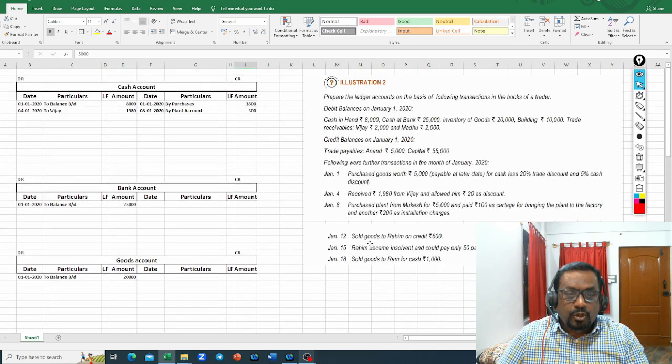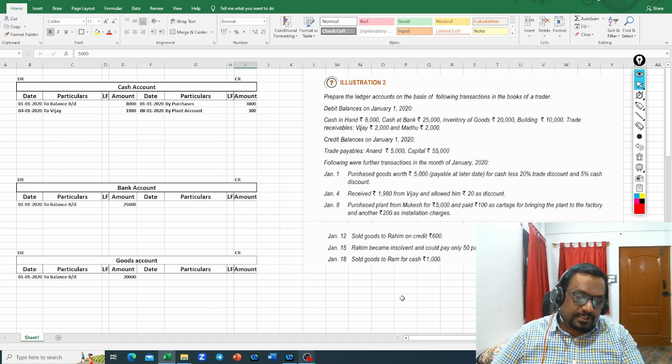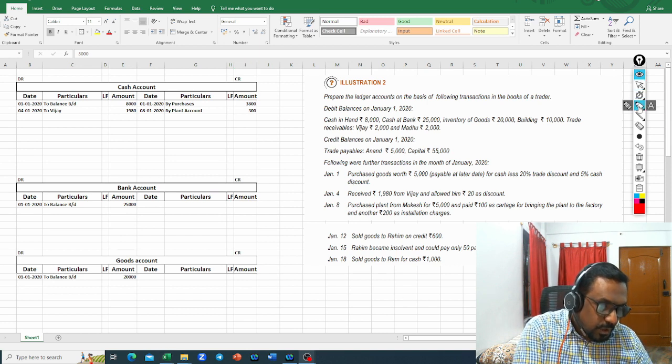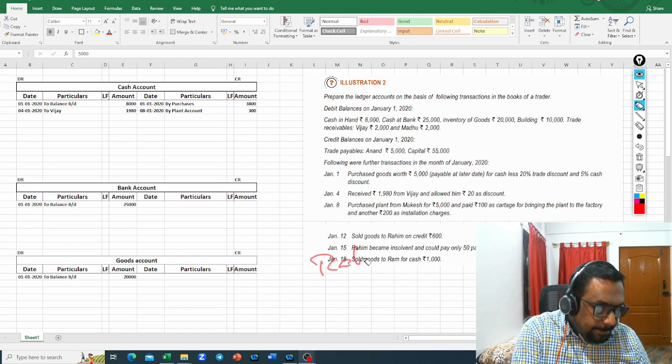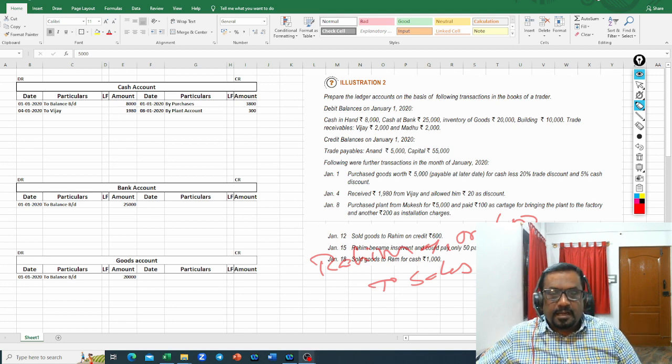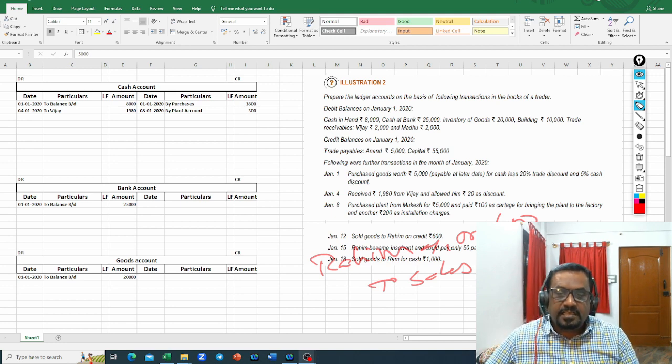This is done. Sold goods to Rahim on credit 600. So when we sold goods to Rahim on credit, very clearly mentioned. When the goods are sold on credit, what am I supposed to do? What entry am I supposed to put? Rahim account debit 600 to sales account 600. This should be the entry. Rahim account debit 600, sales account credit 600. This should be the entry.